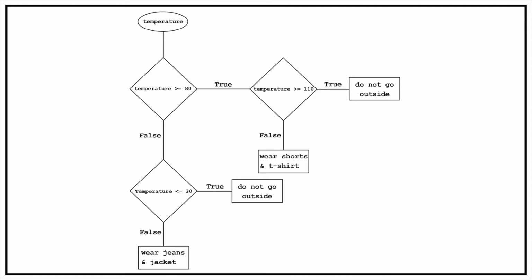In case the temperature is not greater than or equal to 80, we're going to consider if the temperature is cold. If it's cold, we just need to be careful. If it's less than or equal to 30, maybe it's not a good idea to go outside. However, if it's not true, then maybe we can just wear some jeans and jacket. Let's code this in a program.